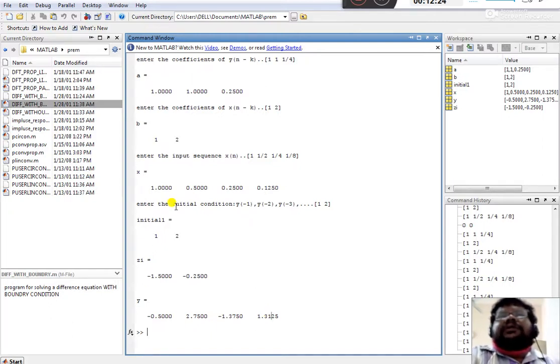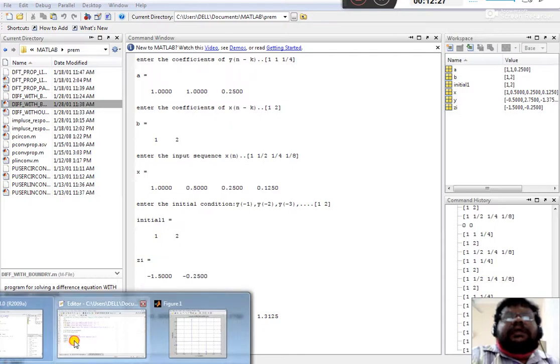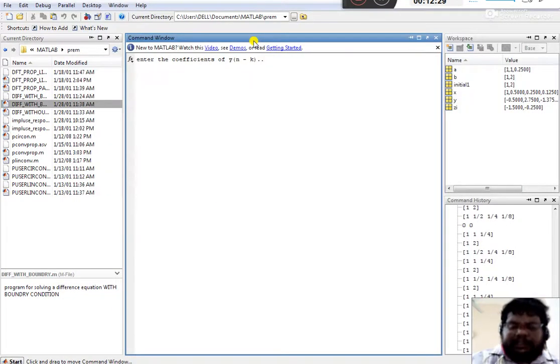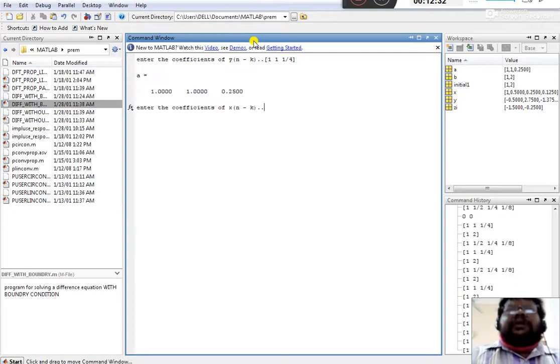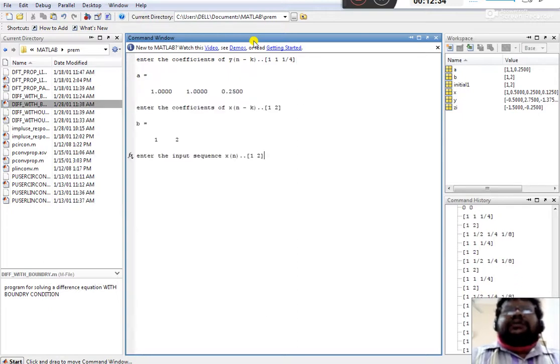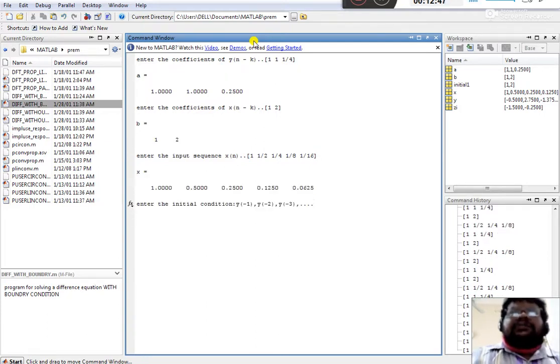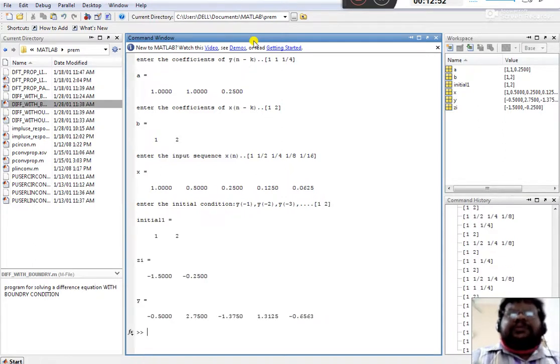If I rerun this program with the same thing, I will enter the coefficients of y, the coefficients of x, and the values. Inside the sequence, one more I will give extra: after 1 by 8, I will give 1 by 16. With this further extension, I have given 5 impulses, and it asks for the boundary condition, that is 1 for y of minus 1 and 2 for y of minus 2, and you get 5 different values. See, these are the previously calculated values and one more is calculated compared to the previous one.